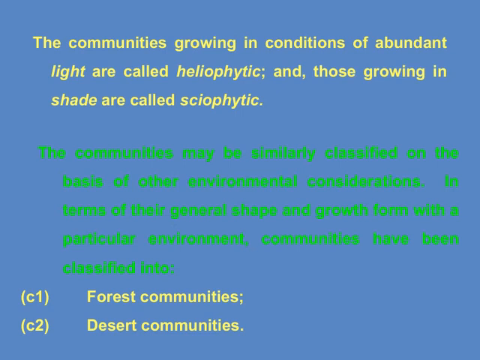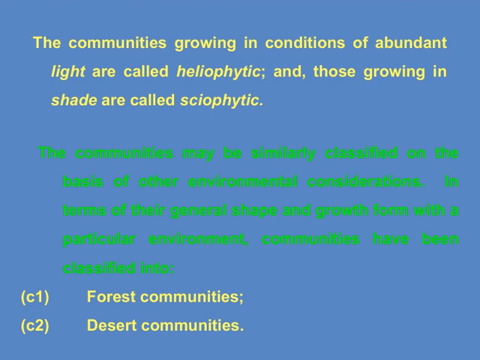Let's explore how plant communities are classified based on their light requirements. Communities that thrive in conditions of abundant light are called heliophytic. These are the sun-loving plants that grow best when there's plenty of sunlight. Conversely, communities that grow in shaded areas are known as sciophytic, which includes plants adapted to low light conditions.